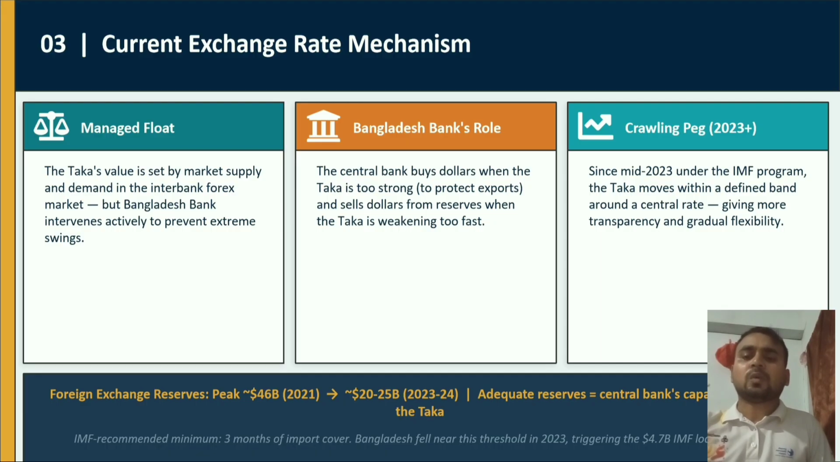One critical number to keep in mind: at the peak in 2021, Bangladesh had around $46 billion in foreign reserves. By 2023 and 2024, this had fallen to around 20 to 25 billion, putting real pressure on the system.